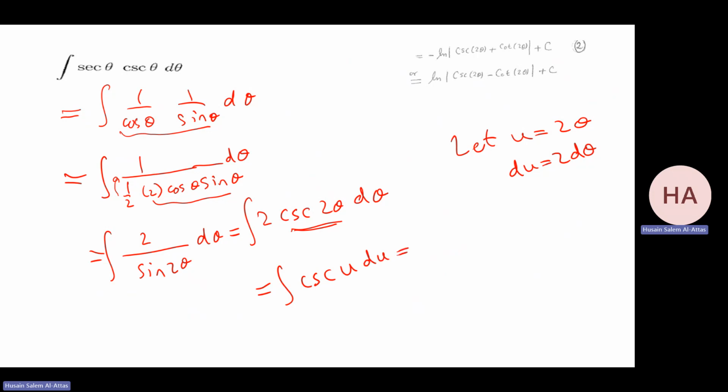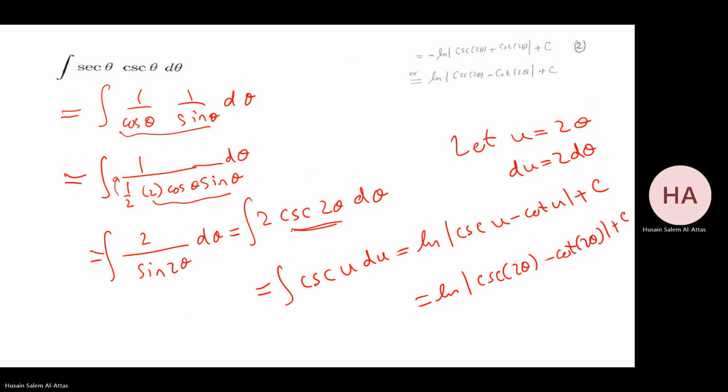And I know this. It will be cosecant u minus cotan u plus c. Well, I can write it then. What is u? It is 2 theta. Cosecant 2 theta minus cotan 2 theta plus c. Which is this one or this one? It's the same.